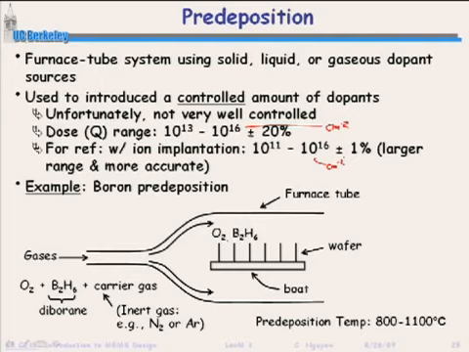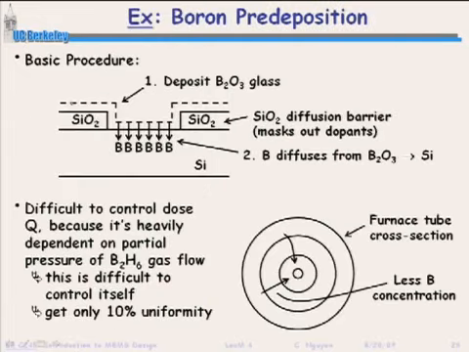So you can see, you can put in a furnace, stand your wafers up, flow diborane and oxygen, in a carrier gas, some kind of inert gas. The temperature could be 800 to 1100 degrees C. What you're really doing is growing a B2O3 glass on the surface of this wafer, which is why the oxygen is in there, and then at that high temperature the boron is seeping in from that glass into the wafer. It's difficult to control the dose because it's heavily dependent on the partial pressure of the diborane gas flow. This is difficult to control itself, and so you get only 10% uniformity.